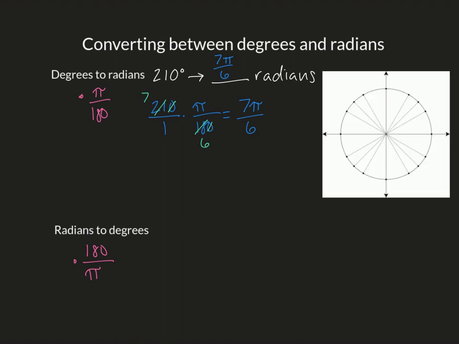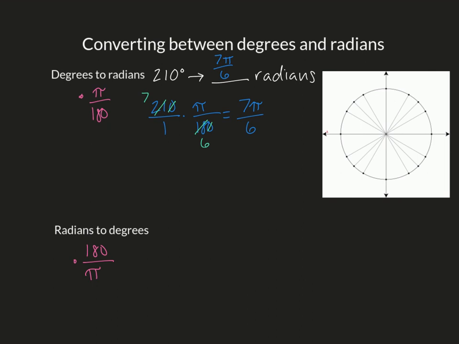What I've done is I've pulled up the unit circle here so we can look at why 210 is 7 pi over 6 radians. I hope that you can use this to figure out the degree or the radian measurements instead of having to do all this math of multiplying by pi over 180 or 180 over pi.